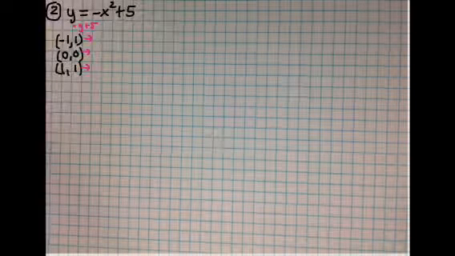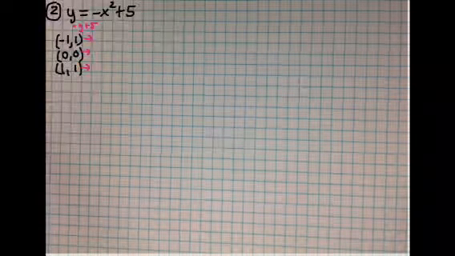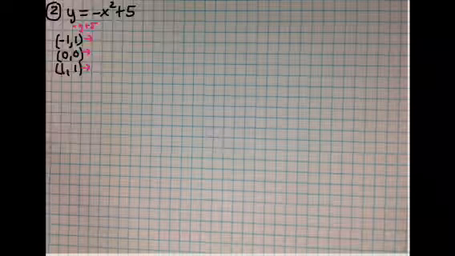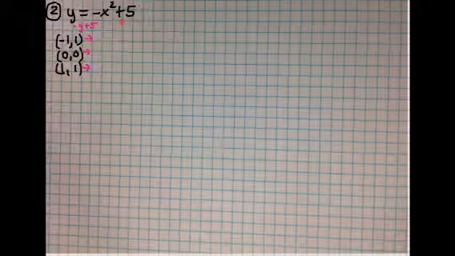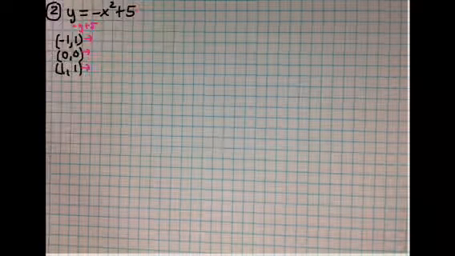Alright, so for number 2, well, for 2 through 6, we're going to be graphing some quadratics and then comparing them to the parent function y equals x squared. So in number 2, a is -1, that's the number here, and k is 5. So a and k, remember, affect the y, not the x. So that's why right here in pink I put -y plus 5, because a is -1 and k is 5.